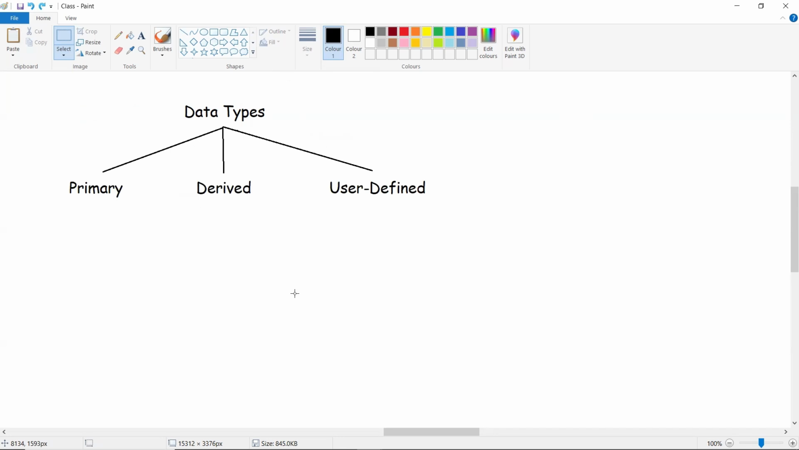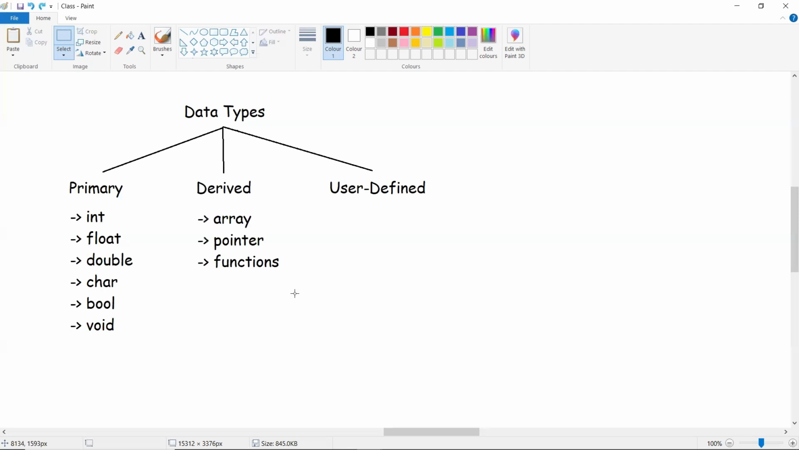The basic thing is we mostly use the primary ones: integer, float, double, char, bool, void. For using bool, we need something called the stdbool.h header file. Let's see what derived are. Arrays, pointers, and functions are said to be derived. And let's see what is user defined. User defined comes into the picture when you use unions, structures, enums, etc.